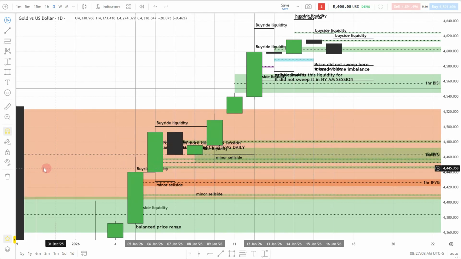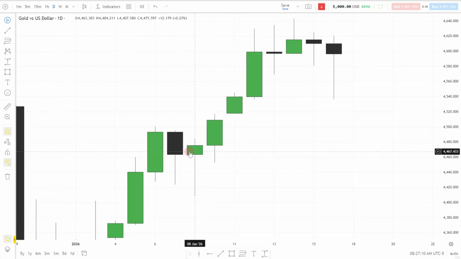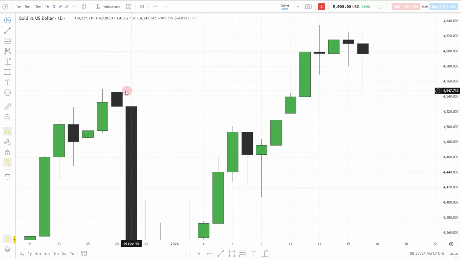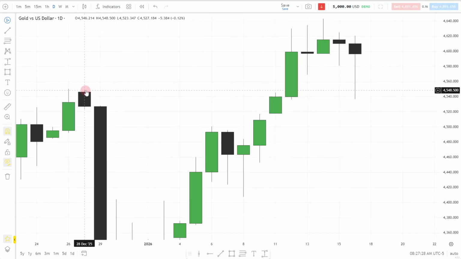The wicks are doing the damage. You can see the wicks are doing the damage, very huge damage, because it's coming for this liquidity, and it starts going higher for this buy side liquidity.